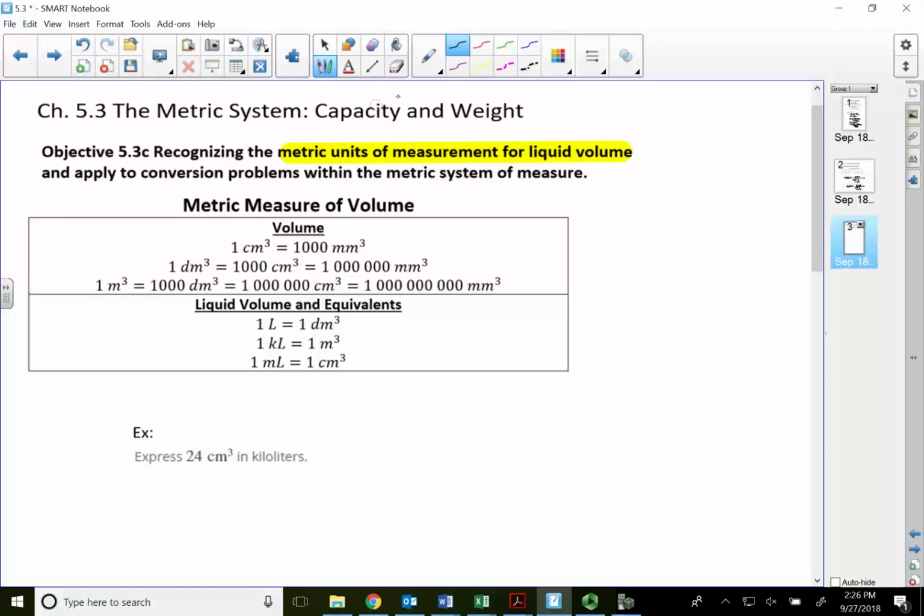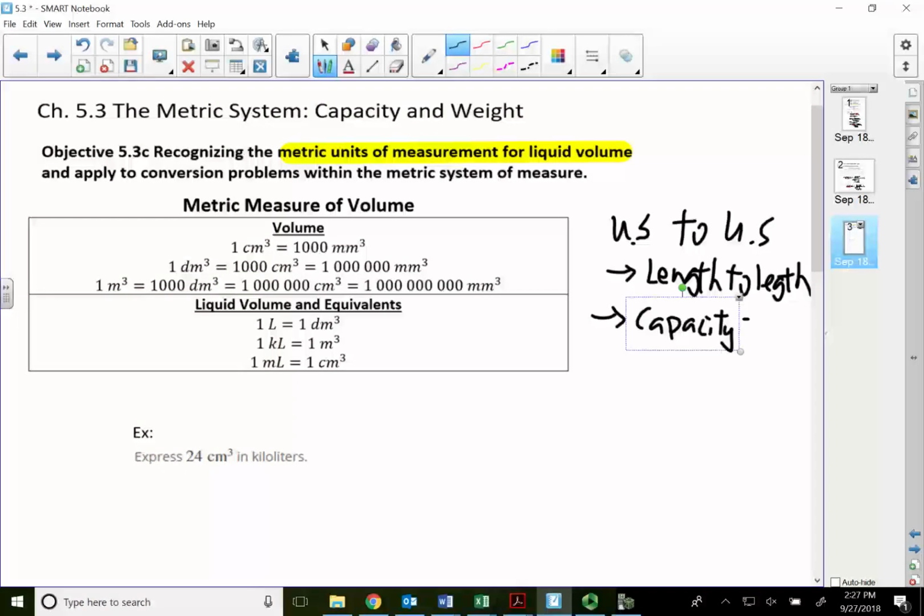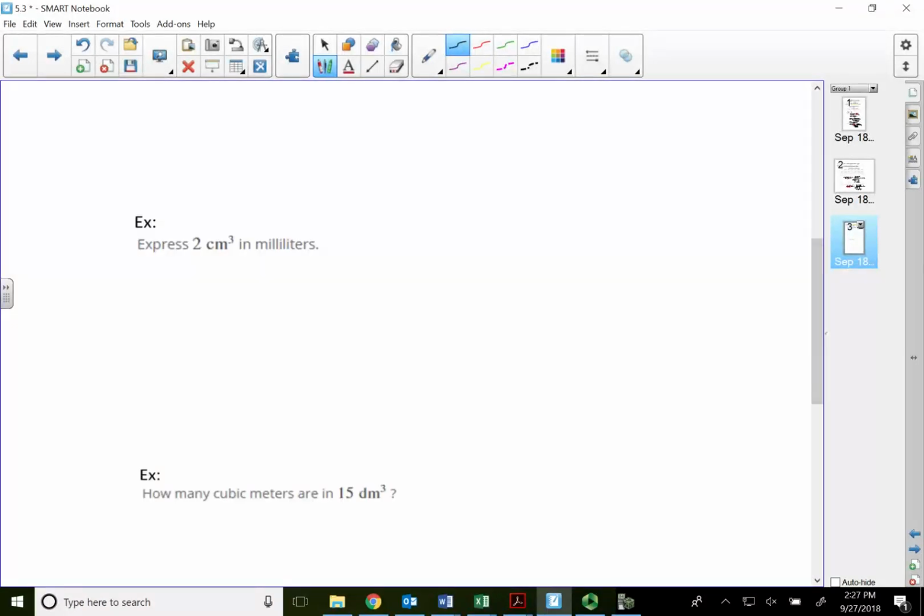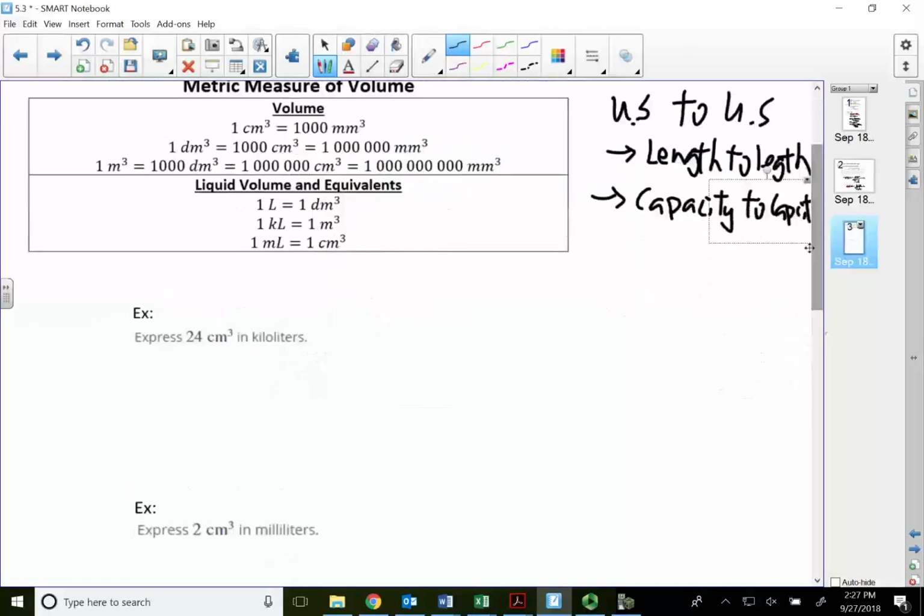So we converted US measurement to another US measurement. Under US to US, we have three things we can convert between. Length to another length, like miles, feet, inches. We can convert capacity to another capacity, that will be our gallons, quart, pint, cups, fluid ounces. Or we can convert between weight to weight, which is pound, ounce.